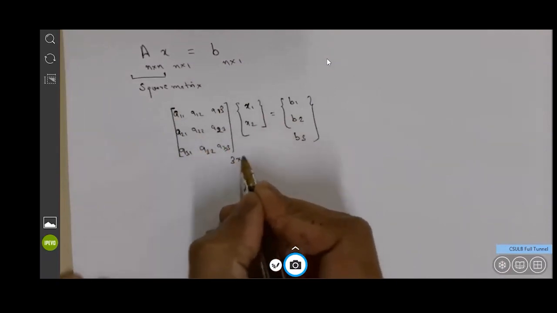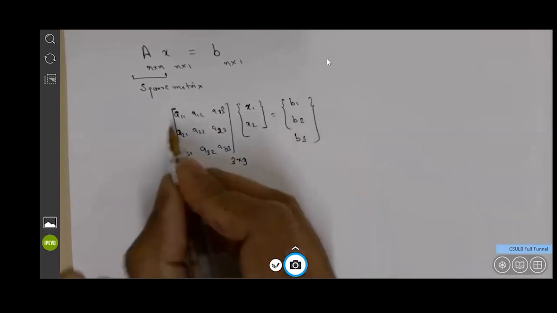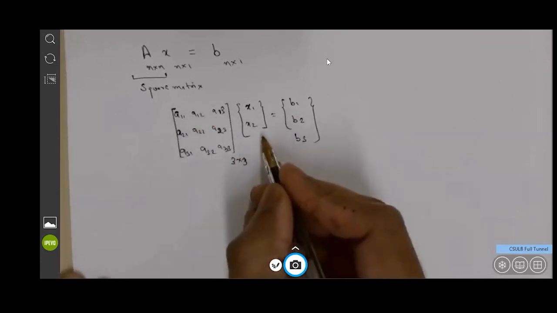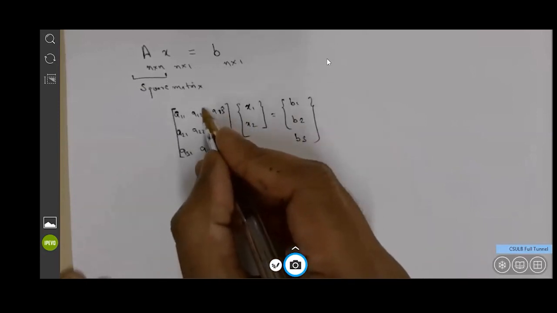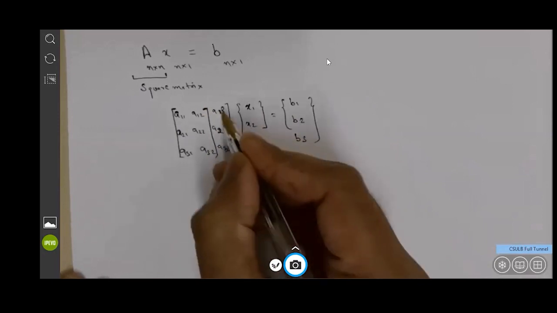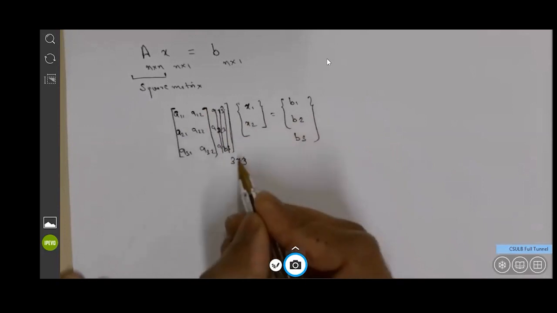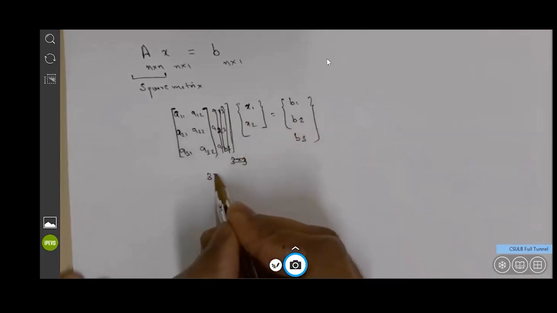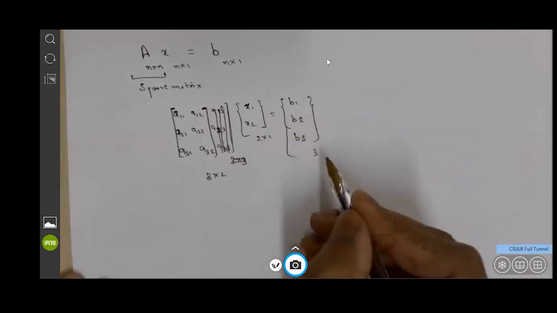So you have 3 cross 1. Basically, you have a 3 by 3 A matrix. It should not be 3 cross 3, it should be 3 cross 2. So forget about the last column. So you have 3 cross 2, 2 cross 1, and 3 cross 1.